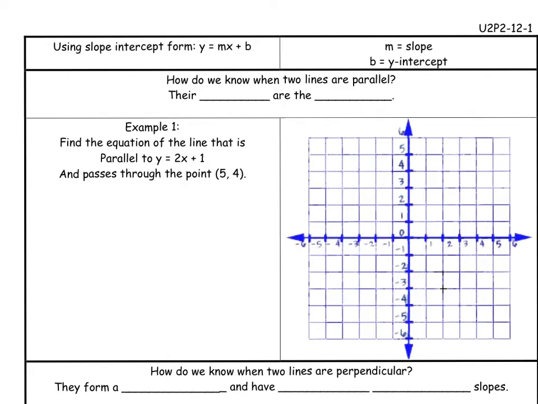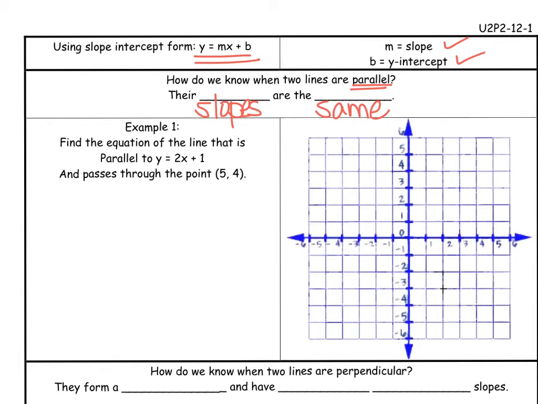Okay, using slope-intercept form, and again, slope-intercept form is y = mx + b, where m is the slope and b is the y-intercept. How do we know when two lines are parallel? If two lines are parallel, and we said this in the last example, their slopes are the same. So they have to have the same rate of change, the same rise, and the same run.